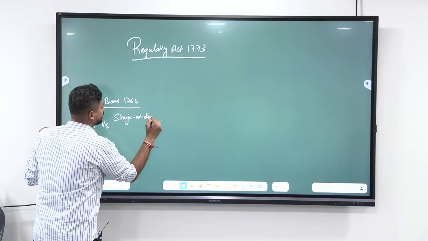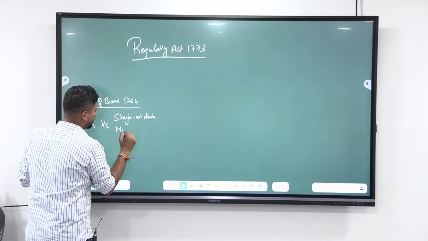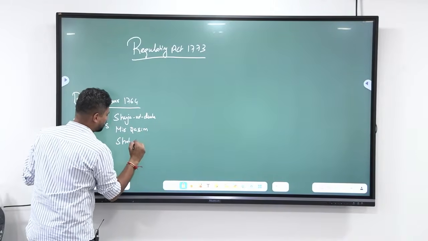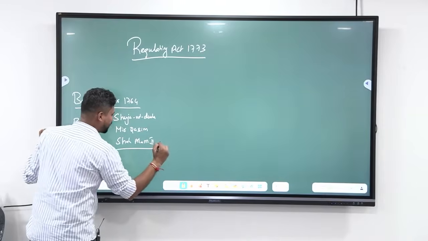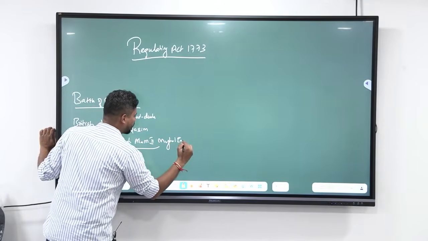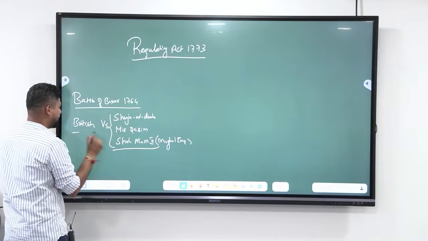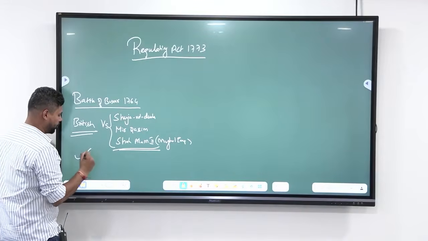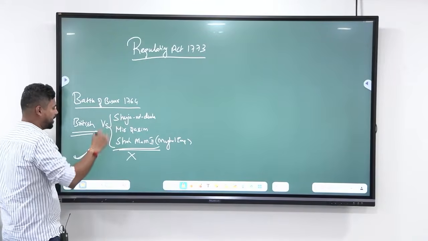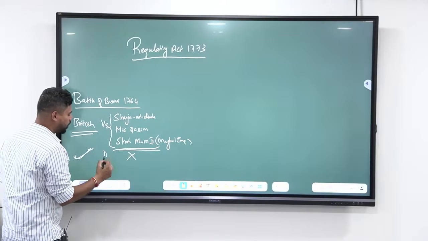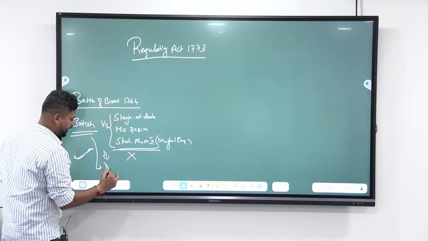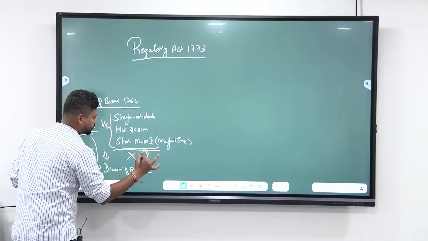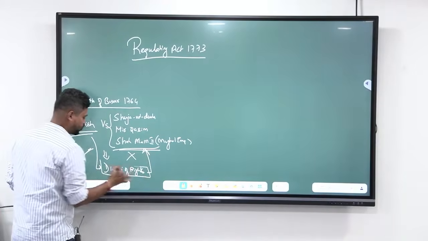Shujauddaulah, the Nawab of Awadh, then Mir Qasim, Nawab of Bengal, and then Shah Alam II, the Mughal emperor. So this battle happened between the British and the Triple Alliance of Shujauddaulah, Mir Qasim and Shah Alam. In this particular battle, the British will come out victorious, whereas the Triple Alliance will get defeated. So the outcome of this battle was the British getting the grant of Diwani rights from Shah Alam II.